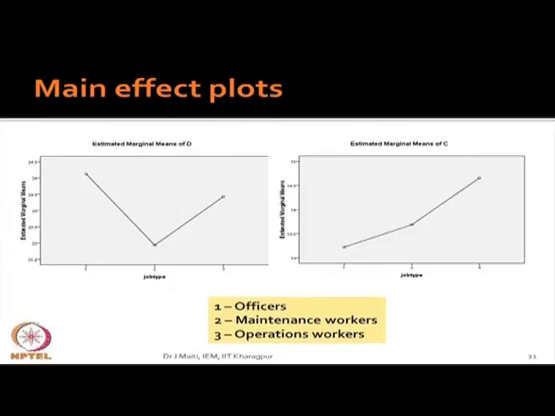Now, interestingly, when I go for the marginal means plot for officers, maintenance workers and operations workers with respect to all the variables, we found some interesting results. One is officer, two is maintenance worker. When we talk about the demand part, it is seen that maintenance workers are saying their stress related to their job is less compared to officers, and for operations workers the demand is more.